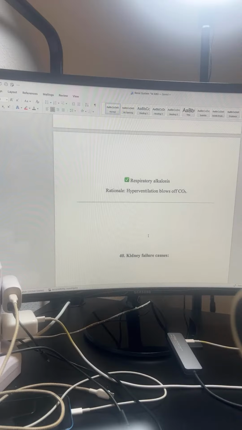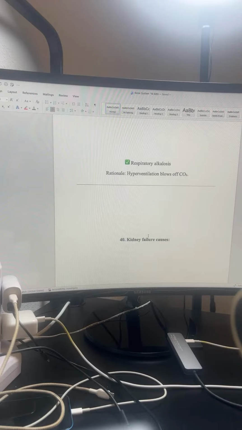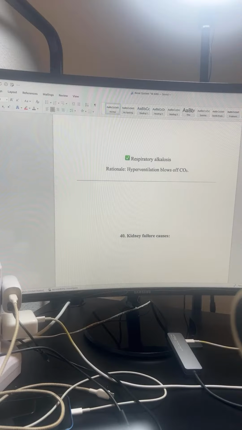I think we're almost at the end. What time is it? Kidney failure causes which ABG imbalance?